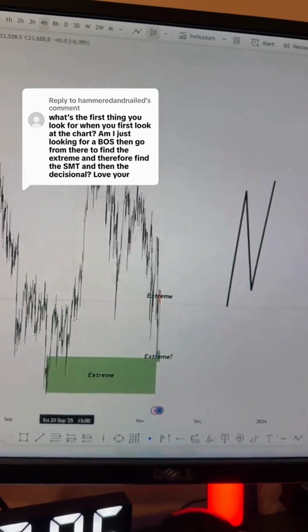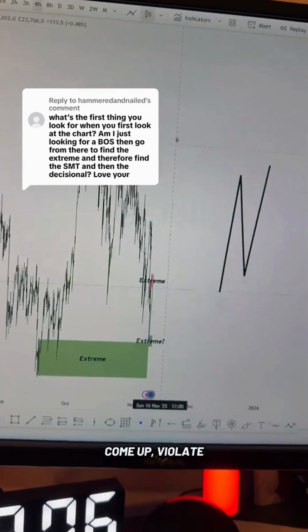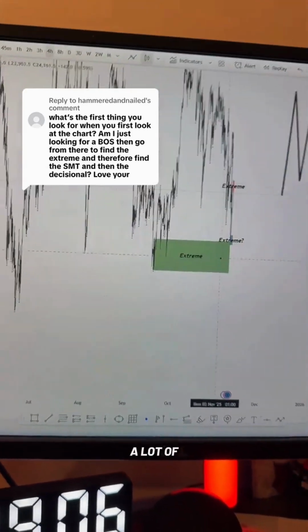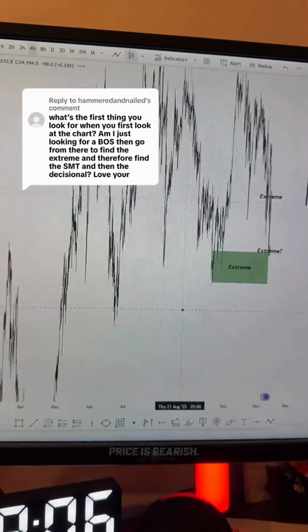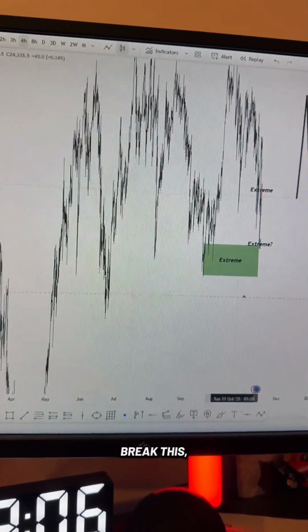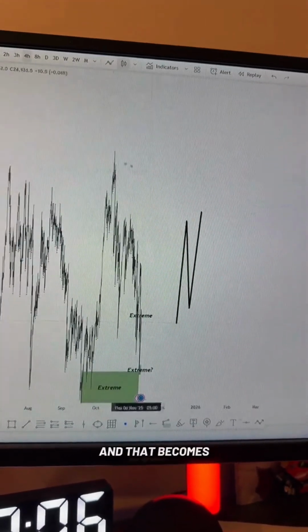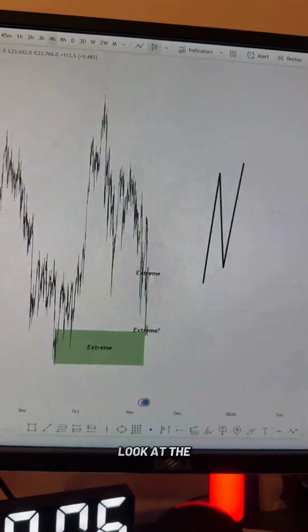Do you get where I'm coming from? It's just that we have an unmitigated portion here. So we might come up, violate it. A lot of people are going to think price is bearish, right? If we don't break this, we're going to go back up again, and that becomes a main push. So yeah, that's how I look at the market.